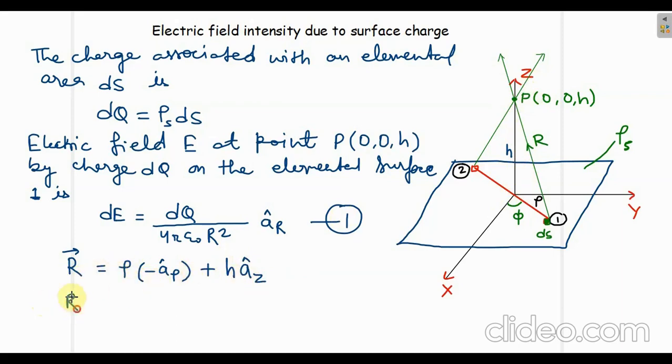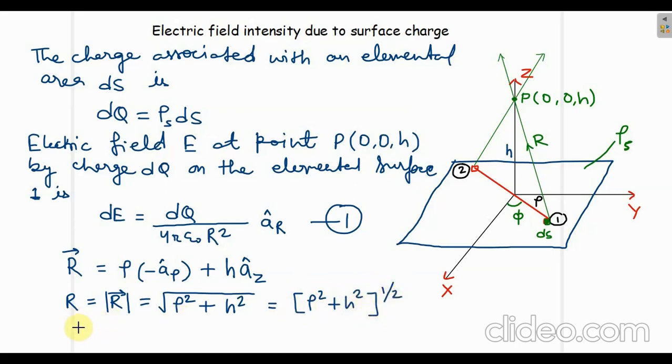If we talk of the magnitude of r, then the magnitude of r is obviously represented by this, and it is the square root of the sum of squares. Even if you take the minus sign it will be positive, so it's root over rho square plus h square. Now it can be further written as rho square plus h square to the power 1 upon 2. And what is a r?